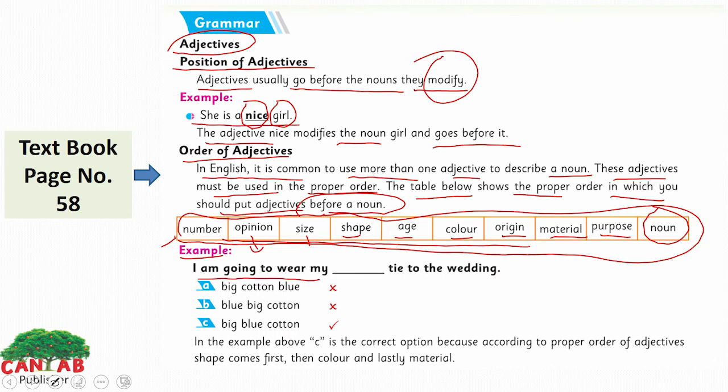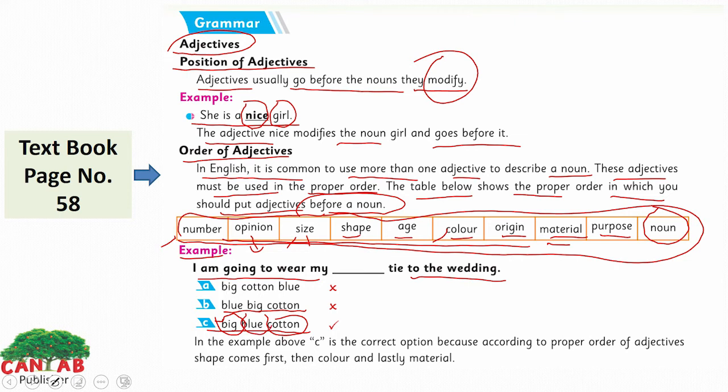I am going to wear my tie to the wedding. Big cotton blue? No. Blue big cotton? No. So here C is right. Why? Look at the table here. The size comes first. Big, it's a size, and then the color blue. And the material, yes, cotton.